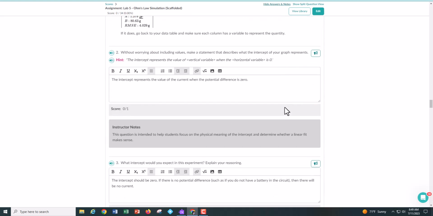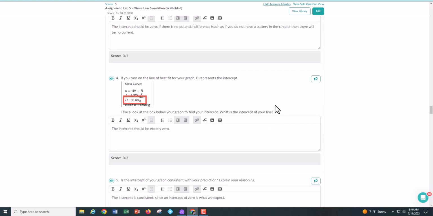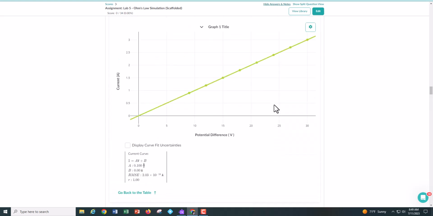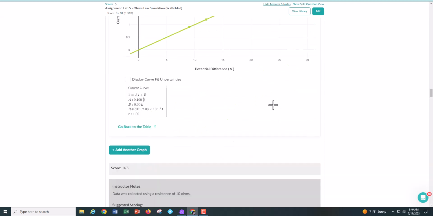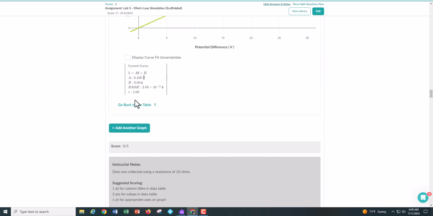So you're basically going to be taking data with a light bulb and a resistor, making graphs that look like this, and answering questions about the linear fit data here. The current is equal to A, which is 1 over R, that's what the slope is, times the voltage, plus B, which is the y-intercept.